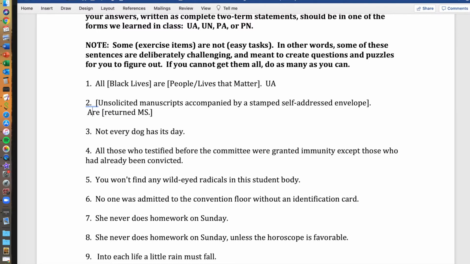And are we talking about all unsolicited manuscripts or some? Well, it might be some unsolicited manuscripts if we don't include the additional qualifying adjectival information. But once we do, we can make a universal statement about it, because we're talking about all unsolicited manuscripts with the self-addressed envelope are returned manuscripts. So we have another universal affirmative here, and we construct that with the all are form.